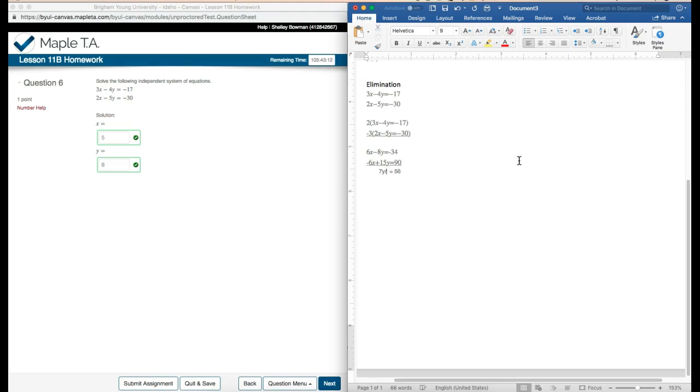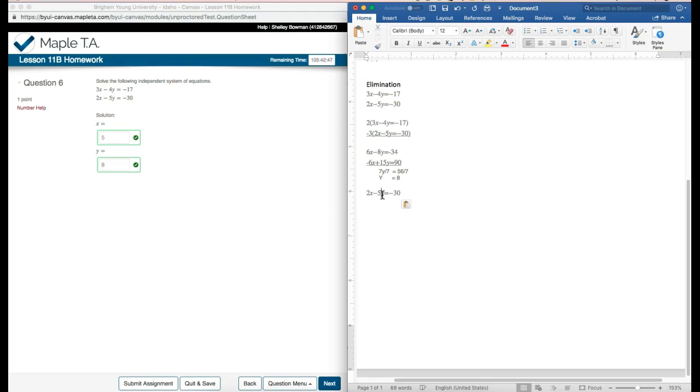To do that, I divide both sides by 7. And then y equals 56 divided by 7, which is 8. And that seems to match what we did before. So now I'm going to take this and put it into either of the equations. It doesn't matter. We'll pick the bottom one just because.